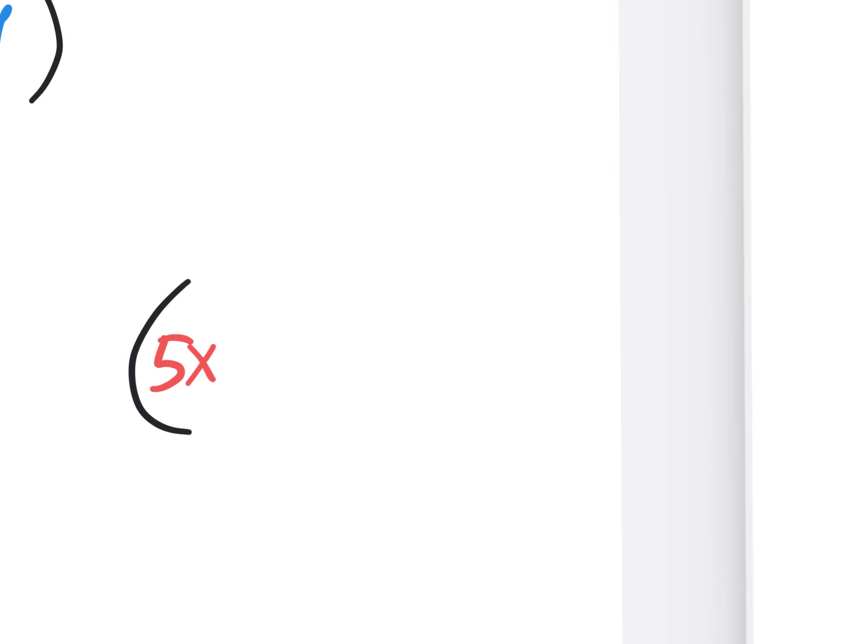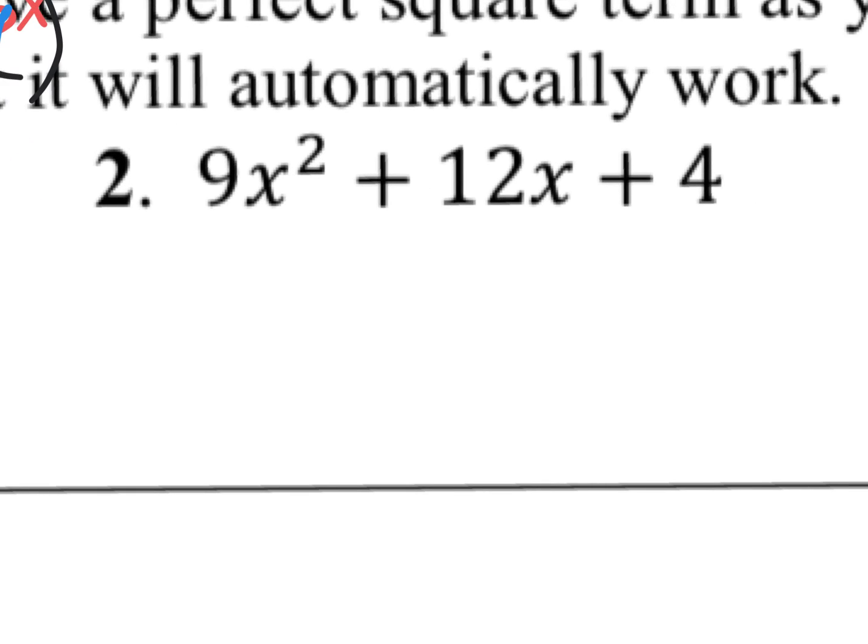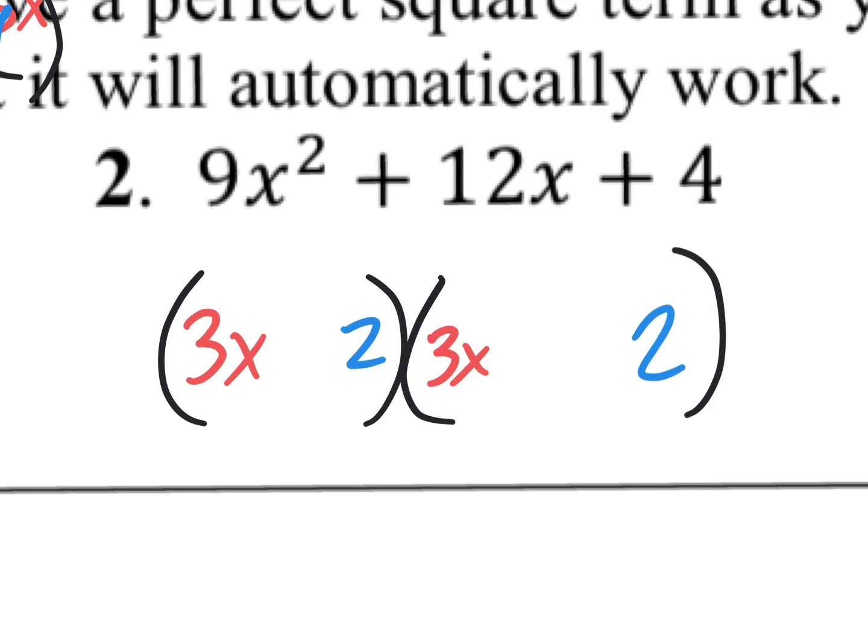Let's go to the next one. Whoops, what the heck happened there? This next one, number 2. What do you guys say? Could somebody tell me what the factor form is of this quadratic trinomial that has an a value of 9? 3x and 2. 3x and 2. And yeah, the signs will both be positive.